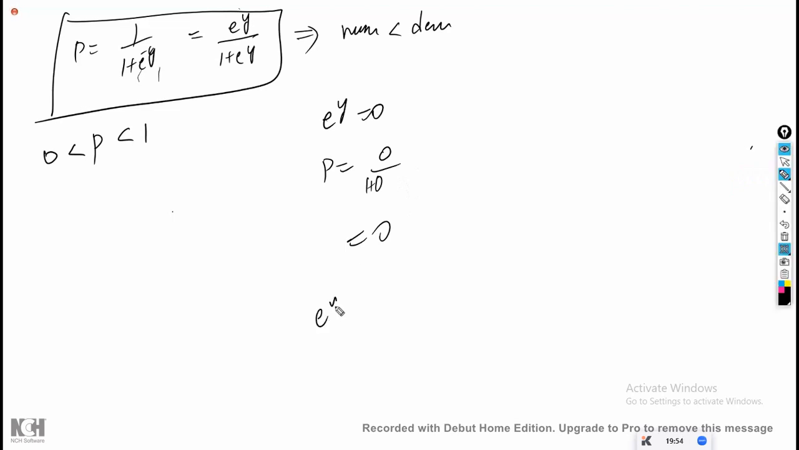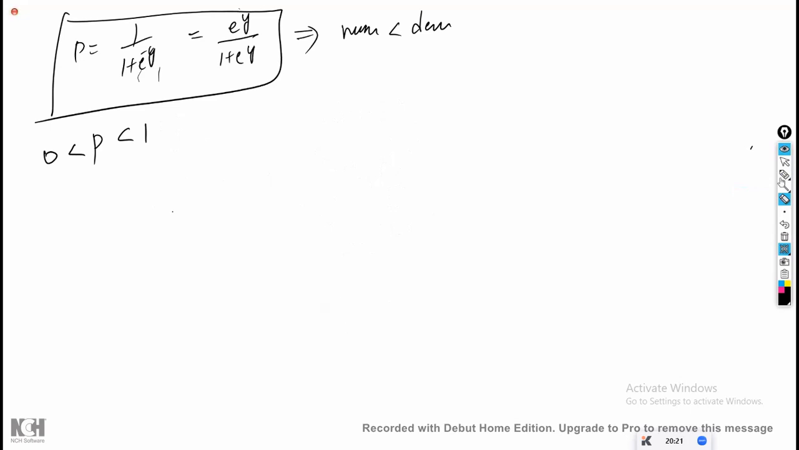When can the probability be equal to 1? When e to the power of y is equal to e to the power of y plus 1, then only it is going to be 1. This equation is never possible, so 1 is also never possible. It is going to be less than 1 only. So always the probability value is going to be less than 1 in this case.